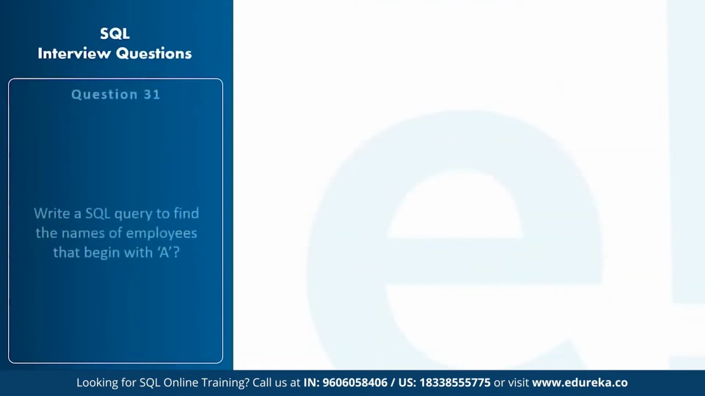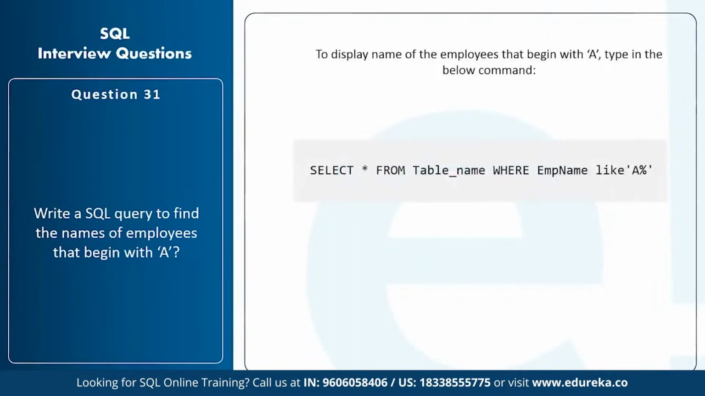Now let's move forward to our next question, that is, write a SQL query to find the names of employees that begin with the alphabet A. To display the names of employees that begin with A, you can type in the command like select star from table name where you mention your table name, where employee name, because I'm considering an employee table in the scenario, like 'A%' in quotes. When I say A%, all those names starting with A and having any letters or any characters after that would be selected. So guys, that's how you can write a query to find the names of employees that begin with A.